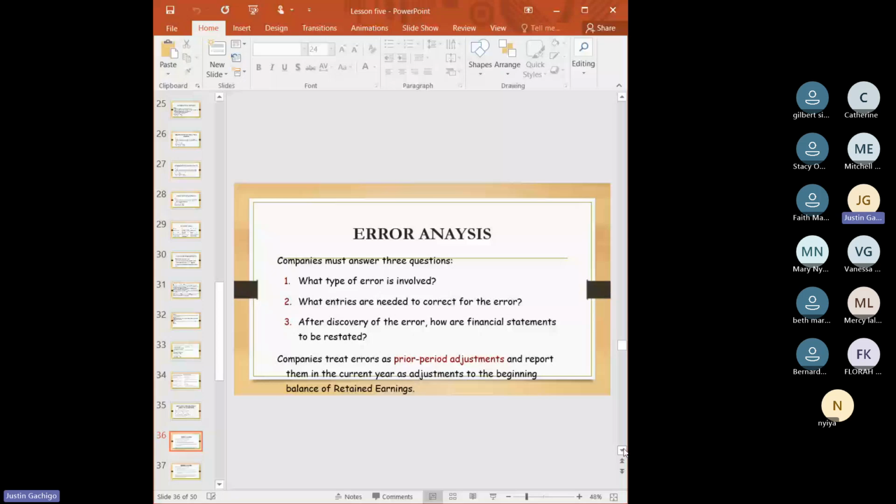So in terms of error analysis, there are a few questions that you need to ask yourself. What type of error is involved? What entries are needed to correct for the error? After discovery of the error, how are financial statements going to be restated? So those are the critical questions that you need to ask yourself when you are doing error analysis.